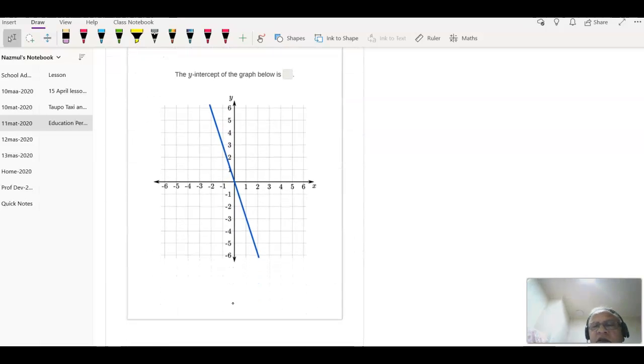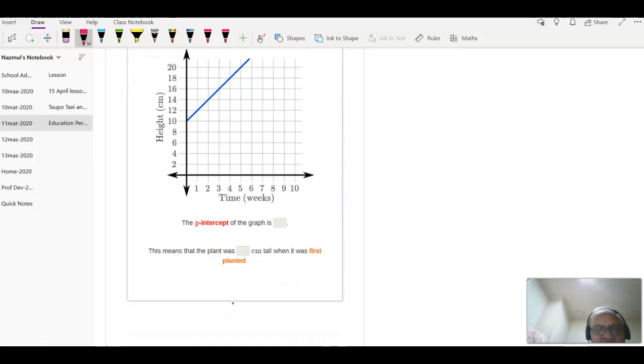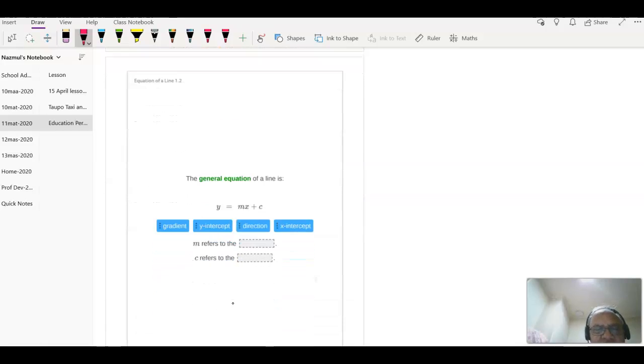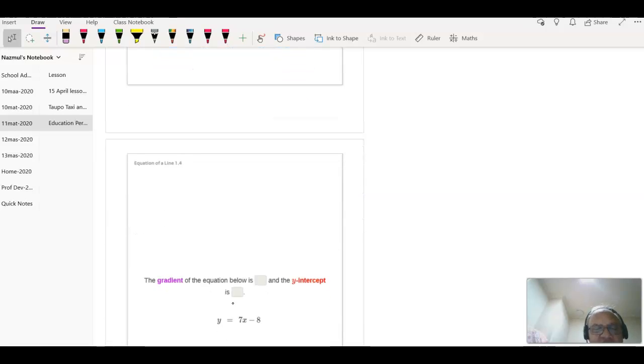Y-intercept. So the y-intercept is in that line, so you should be able to work out the y-intercept. I can see that it's not 1 or negative something. So answer that question, y-intercept, you should be able to work it out. Now, the general equation of a line is y equals mx plus c. M is the gradient, c is the y-intercept.